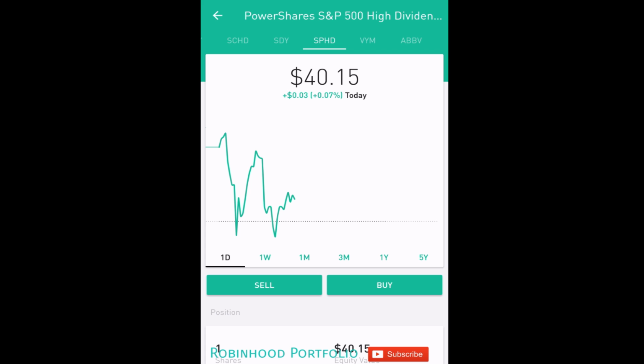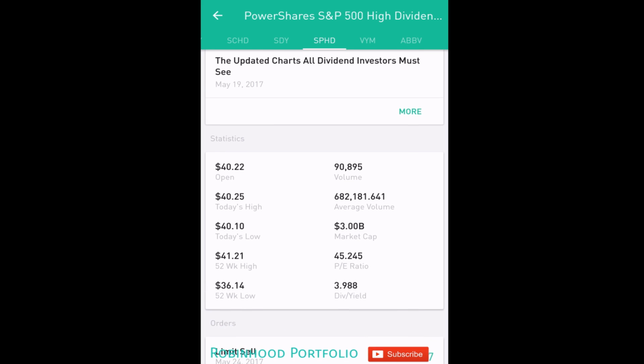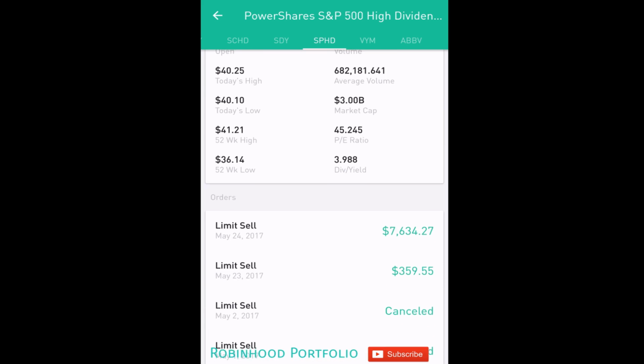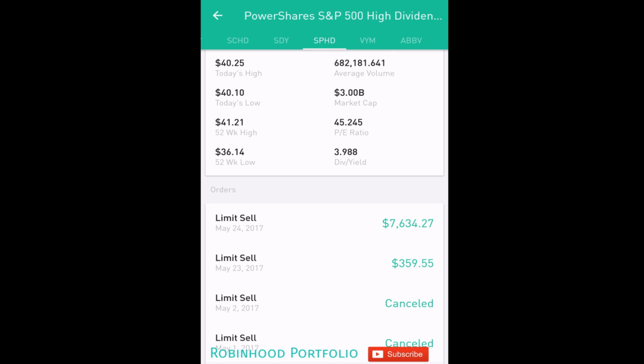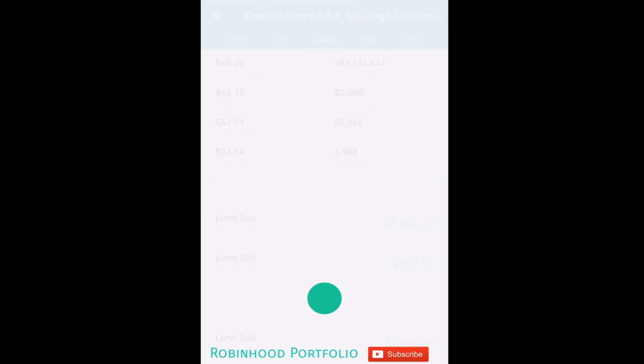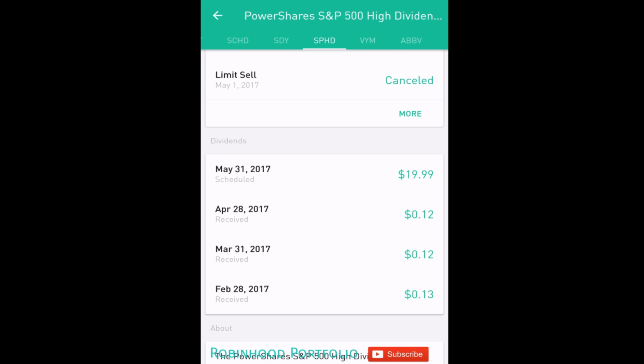This is another stock I'll be jumping into. I've been doing a little bit of dividend capture with this particular stock, a great ETF that has a monthly dividend associated with it. It's 3.9, a little bit over 4% right now with the price of the stock. You can see the limit sell here. I put it in on May 24, $7,600. And you can see on the bottom here, monthly dividend.